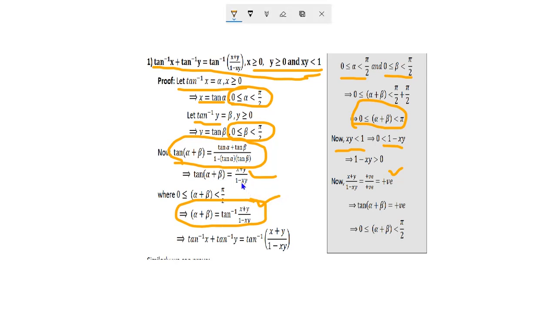This result can be written like this: tan of alpha plus beta is equal to x plus y divided by 1 minus xy, only when xy is less than 1. If xy is not less than 1, you will have a different formula, and you have to use the other formula if xy is not less than 1. And this is the last step. What is alpha? Alpha is tan inverse x and beta is tan inverse y. This is one of the important questions that may be asked.